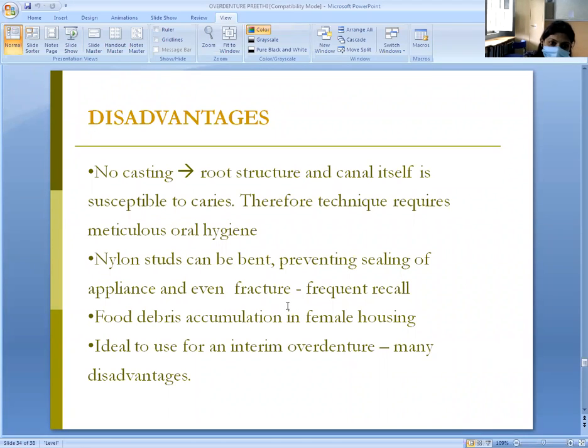The disadvantage is again that casting is required, as the root structure and the canal itself are susceptible to caries. You are giving this attachment intraradicular, so the root structure and canal are again susceptible to caries. So this is the main disadvantage. The nylon stud can be bent and fractured easily, so you need frequent recall. Then there is food debris accumulation in the female housing. Again, it is intraradicular, so you cannot prevent the food debris accumulation. Ideal to use for the interim overdenture.